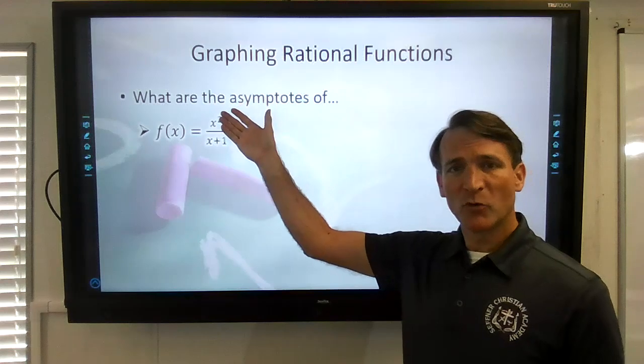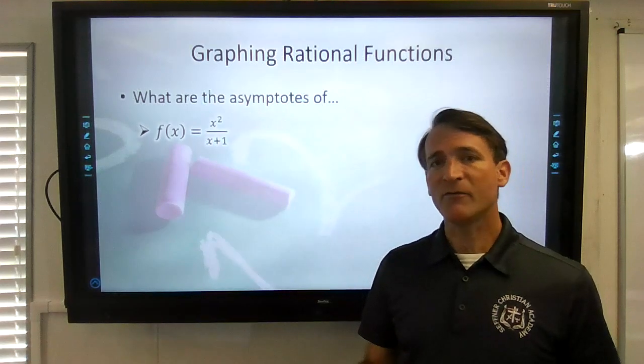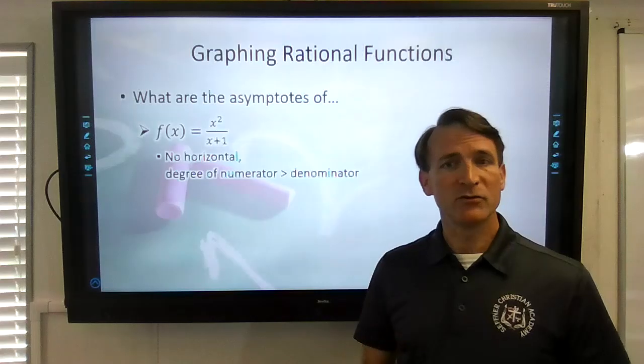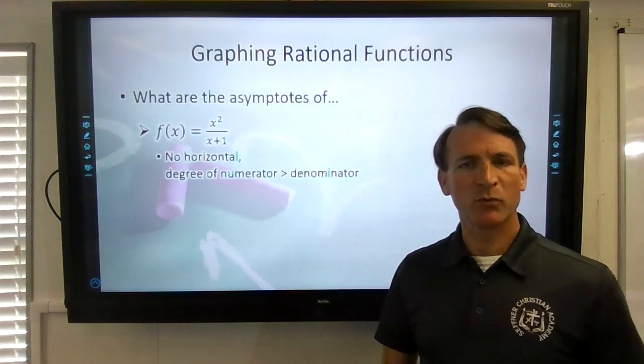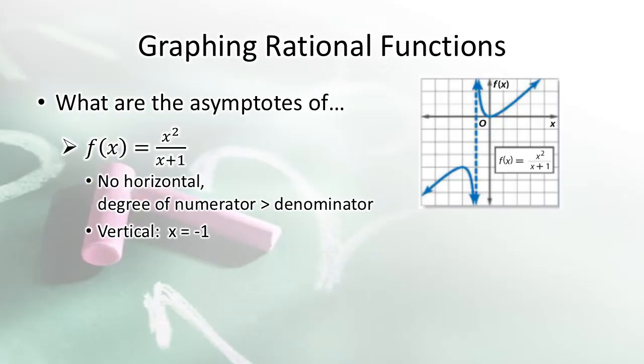My degree of my numerator is greater than the degree of my denominator, which means I have no horizontal asymptote. For the vertical asymptote, I'm going to set my denominator equal to 0. So x plus 1 is equal to 0. If I subtract 1 from both sides, I get x is equal to negative 1. Therefore, I'm going to have a vertical asymptote at negative 1.